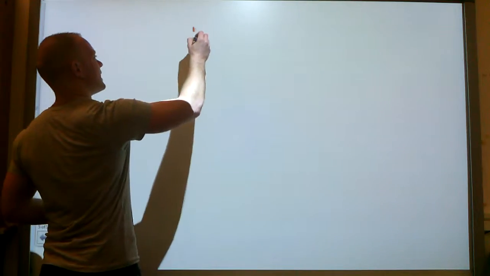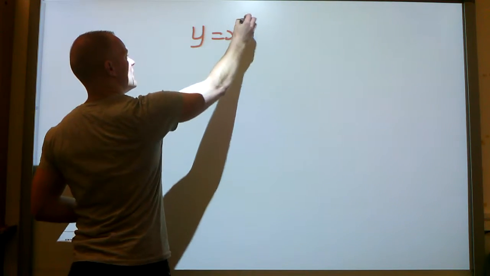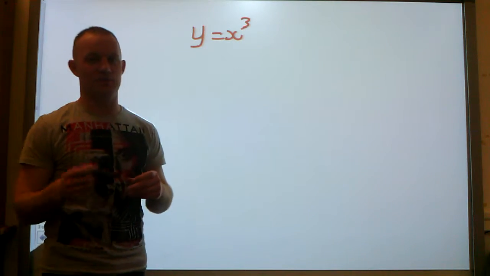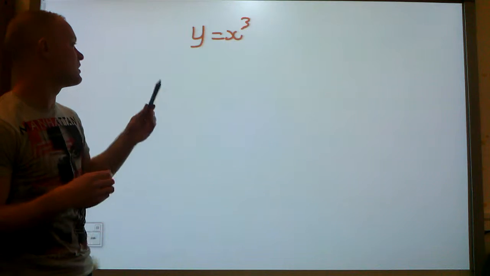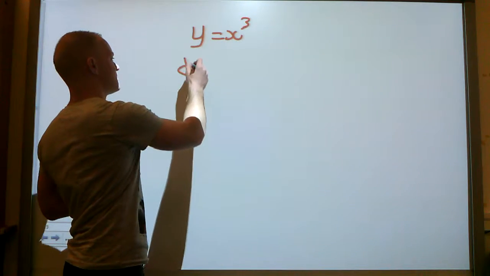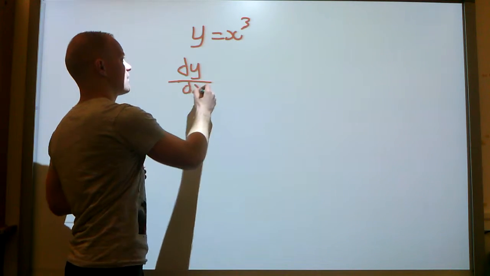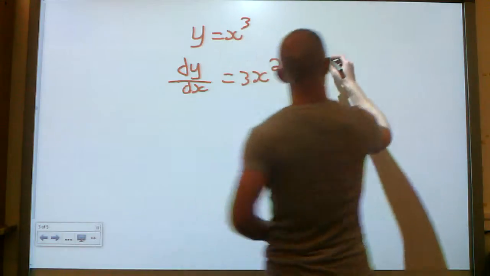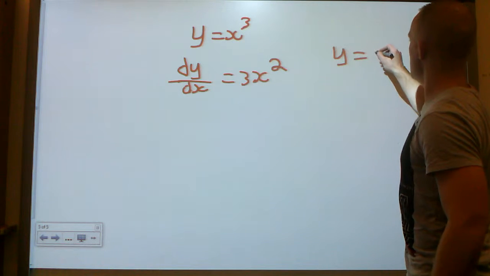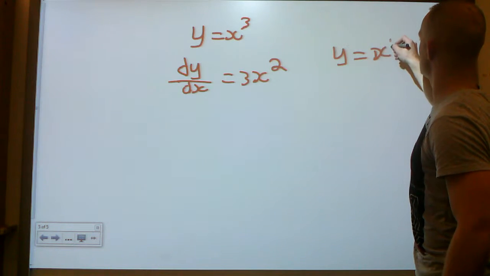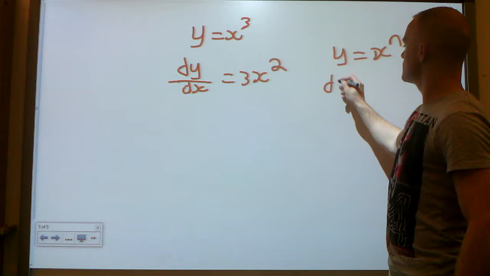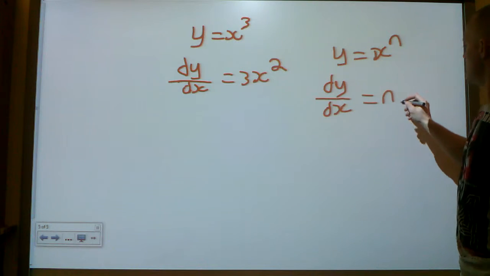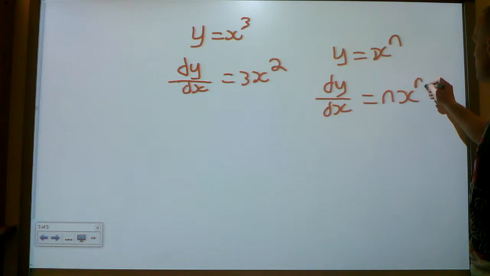So if we have y equals x cubed, now I'm not going to prove this, because it's just a waste of time. Most of you should have to know this for your exams. Okay, now the slope of this function is 3x squared, okay? So I'm just going to show you the rule. This is one of your first rules. If y is equal to x to the power of n, then dy dx is equal to n times x to the power of n minus 1.